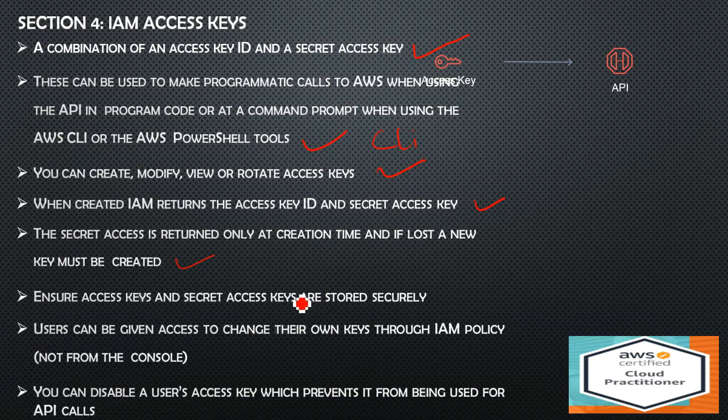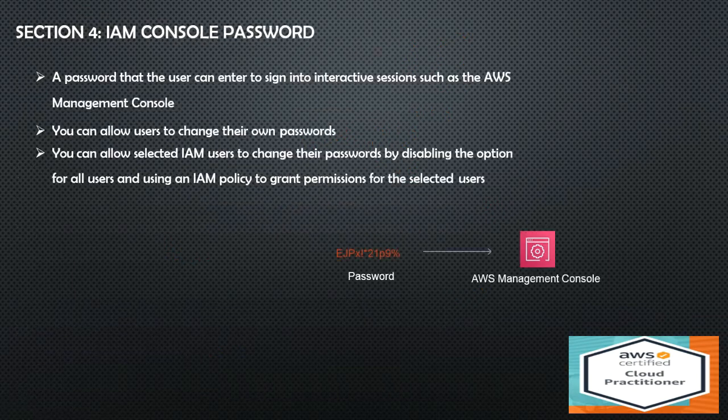Ensure access keys and secret keys are stored securely. So you need to save them securely somewhere so that nobody else will have access, because if someone else has access to those secret access keys, they can do you a lot of damage. Users can be given access to change their own keys through an IAM policy. So you can change it not from the console, but through the CLI. You can disable a user access key, which prevents it from being used for API calls. You can enable and disable that access key. So that is the IAM access keys. Let's move on to the next slide.